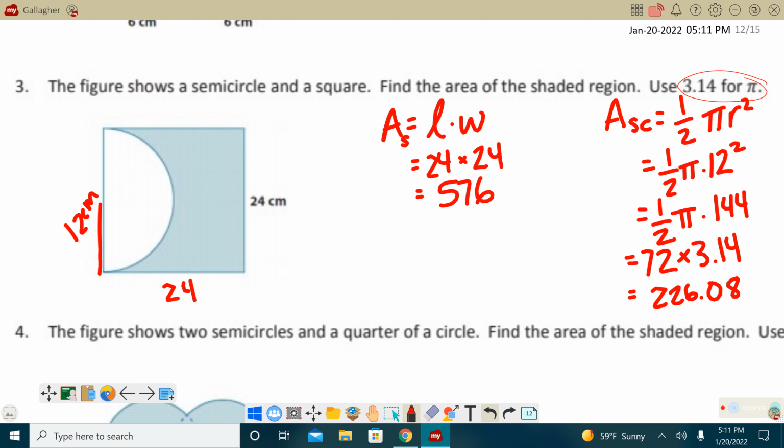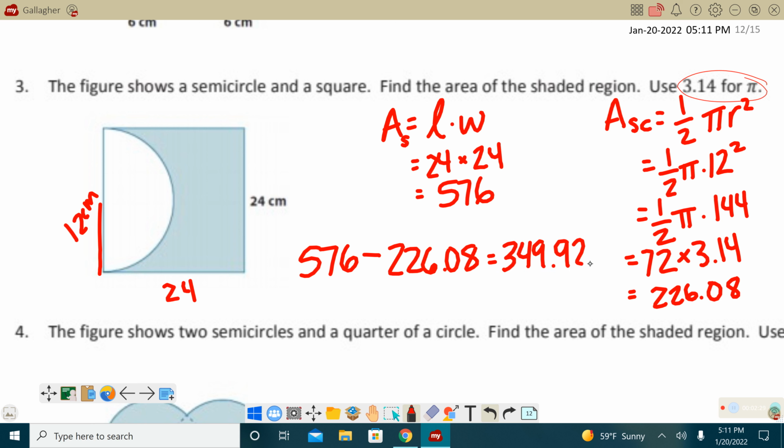Remember when we first started this problem, I said we need to take the area of the square and remove the area of the semicircle. So we've got 576 minus 226.08, which is 349.92. Don't forget your units. Centimeters squared. Area is two-dimensional, so you need that squared.